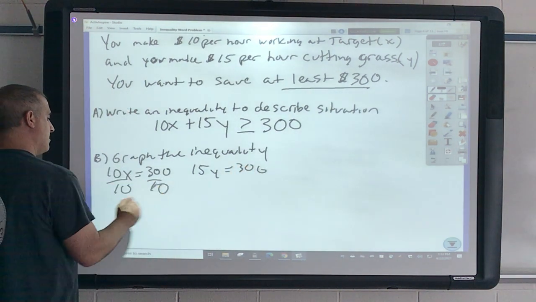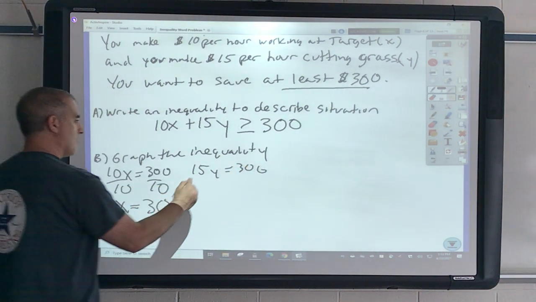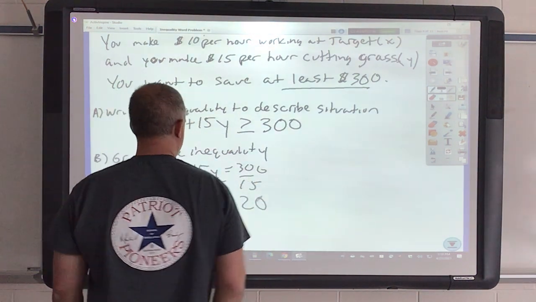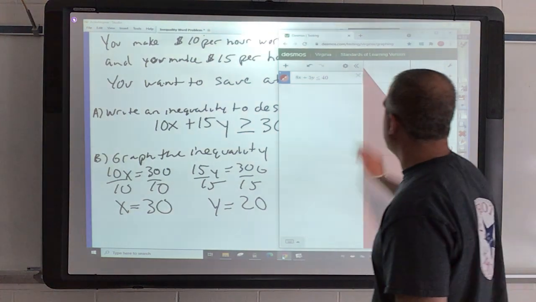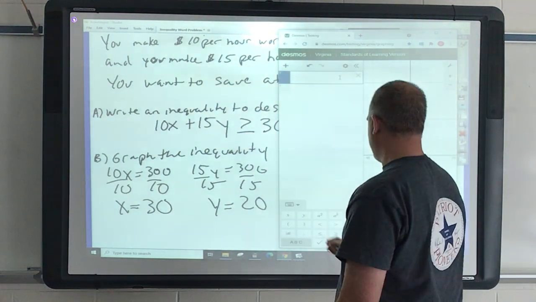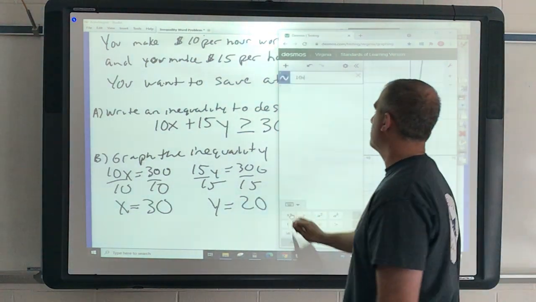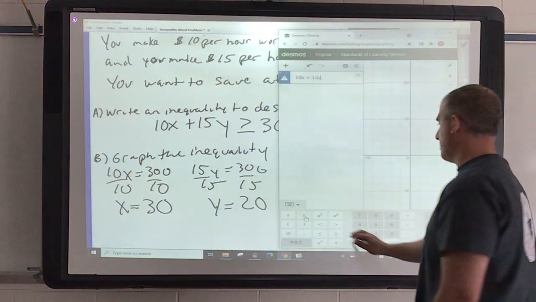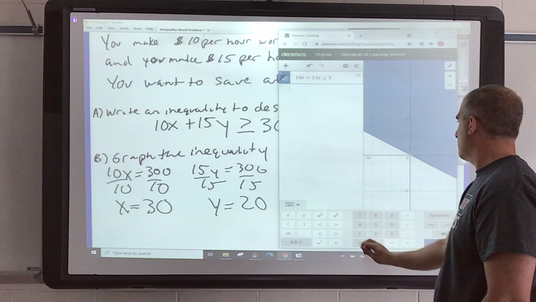Divide by 10, the x-axis would be 30, divide by 15, the y-axis would be 20, okay? All right, so once again, I'm going to go to Desmos. Okay, 10x plus 15y, all right, greater than or equal to 30, okay?